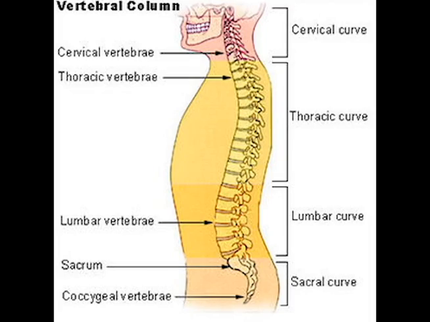Essentially, we have 4 natural curves of the spine. We have the cervical, which is the posterior neck. We have the thoracic, the posterior rib cage. We have the lumbar, the low back. And then the last curve is a little sneaky because we don't often think of it as part of the spine, but it is the fused vertebra of the sacrum and tailbone. I'll talk more about this in our anatomy section.